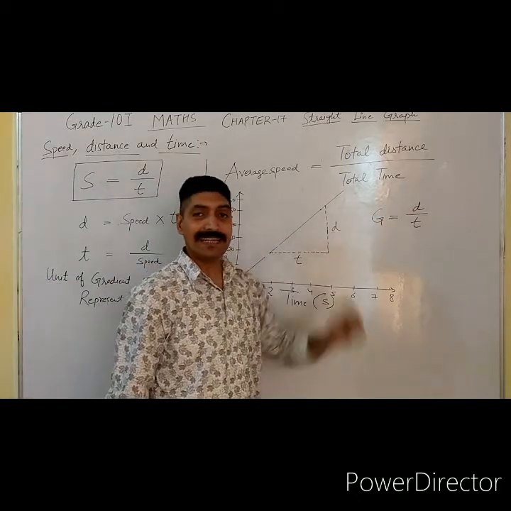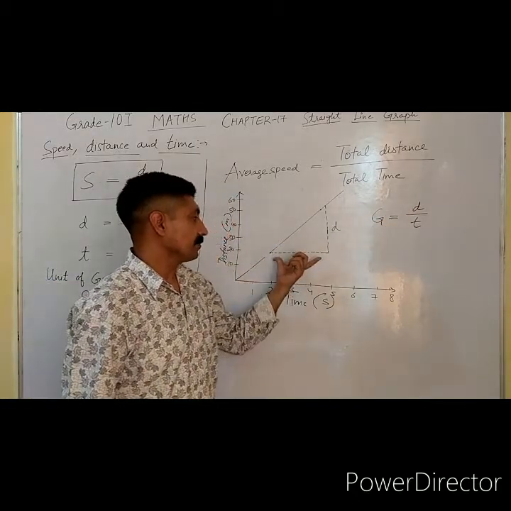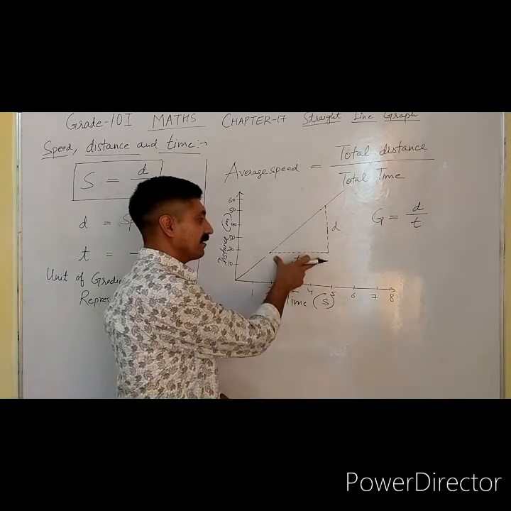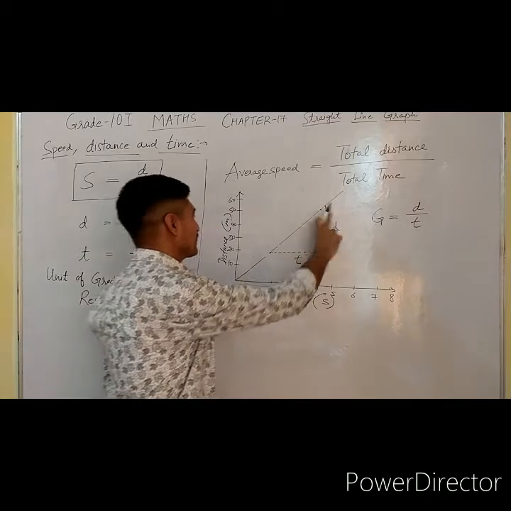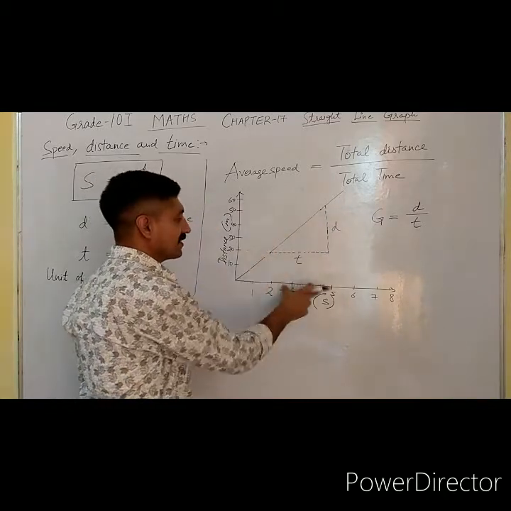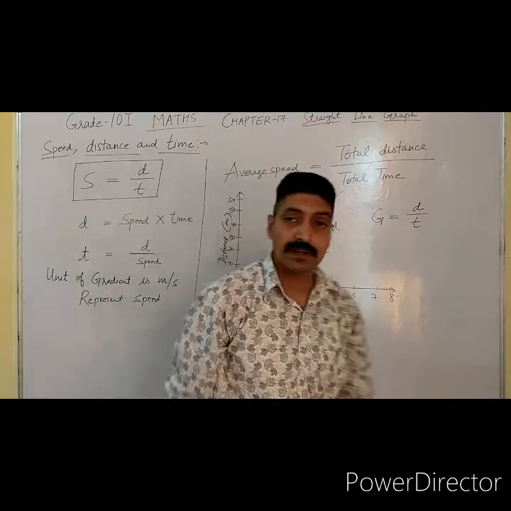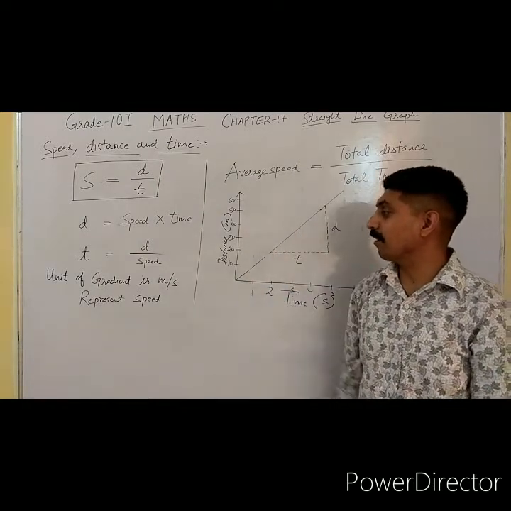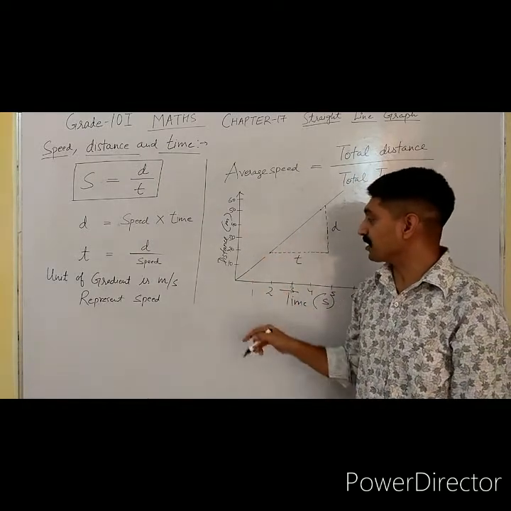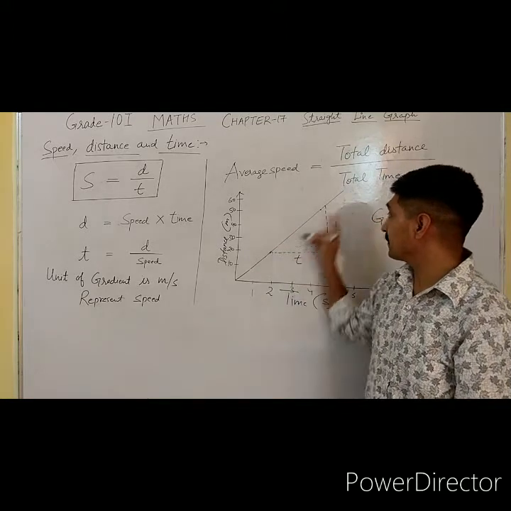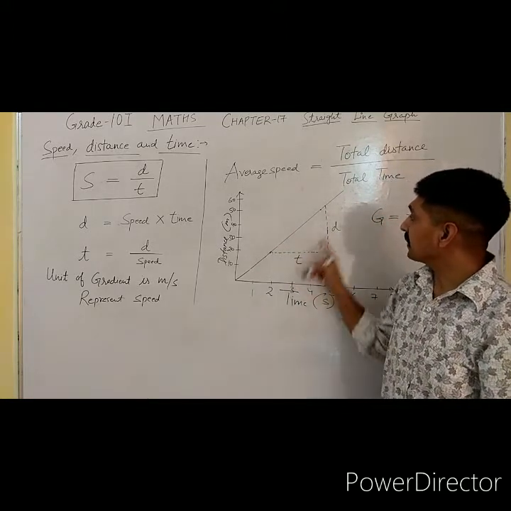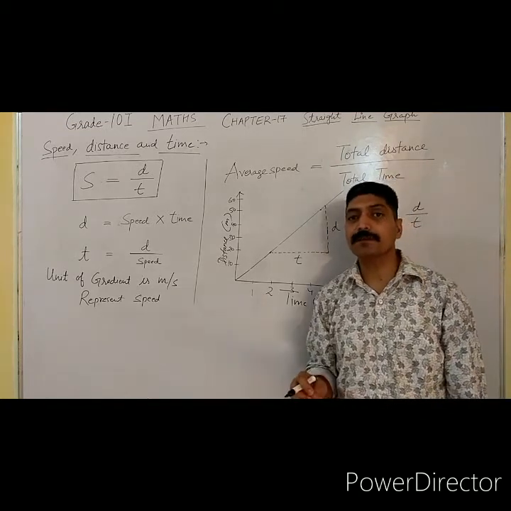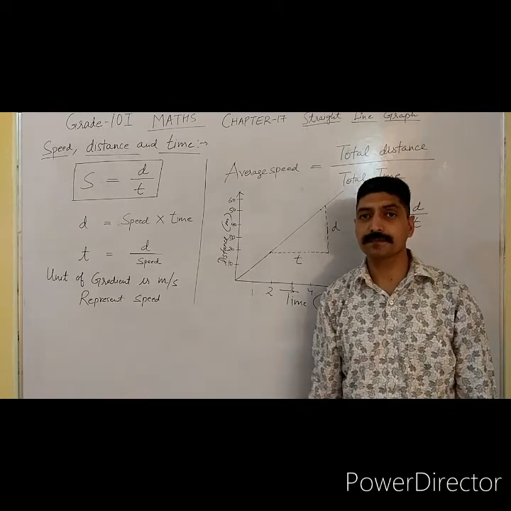Speed is distance upon time. So here the small change is the time taken, the interval, and the distance. This is the distance and this is the time. So the slope is equal to the speed of that object, or the straight line in this graph represents the speed of the object at a particular point.